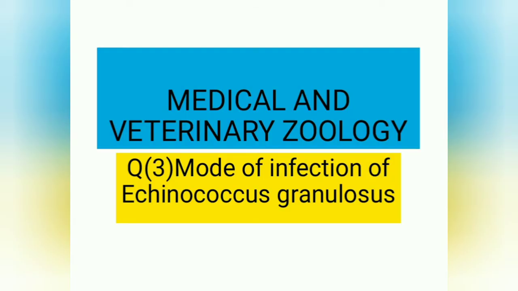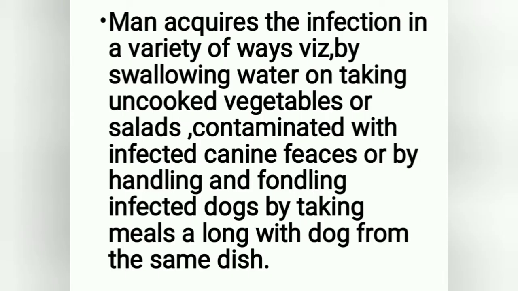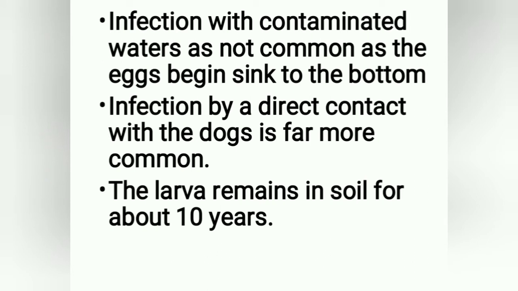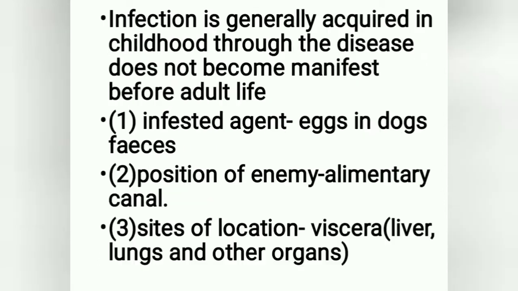Our third question is mode of infection of Echinococcus granulosus. Man acquires the infection in a variety of ways: by swallowing water, by taking uncooked vegetables or salads contaminated with infected canine feces, or by handling and fondling infected dogs, or by taking meals along with the dog from the same dish. Infection with contaminated water is not common as the eggs tend to sink to the bottom. Infection by direct contact with the dogs is far more common. The larva remains in soil for about 10 years.